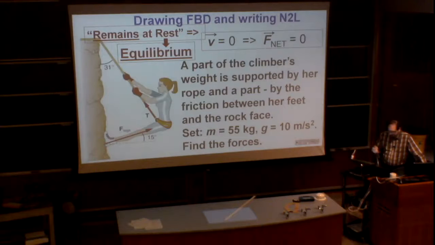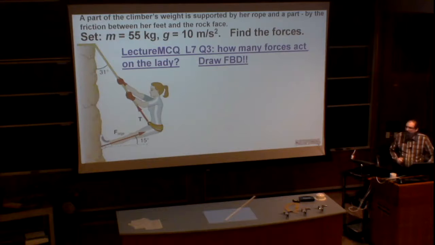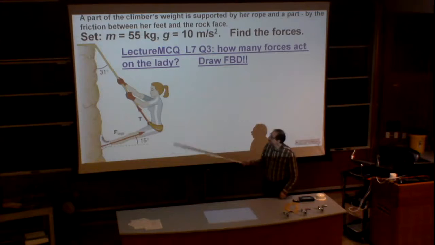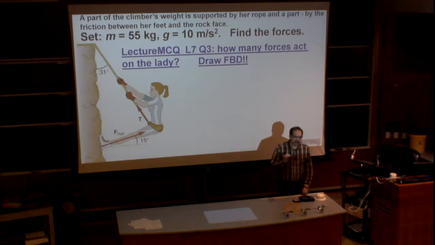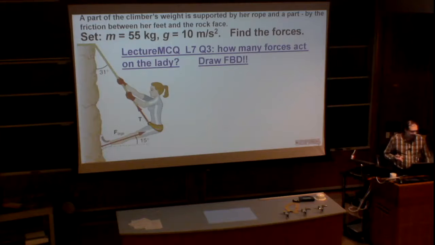This is, again, one more problem. And first, you should draw a free body diagram and answer the question, how many forces are acting on this person, on this lady, or from our point of view, just an object? Your diagram has to show all those forces. Because if you miss a force, you miss a component, and then your equation will be wrong in the end, and you don't want that.